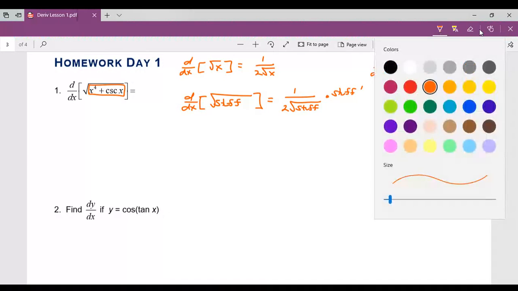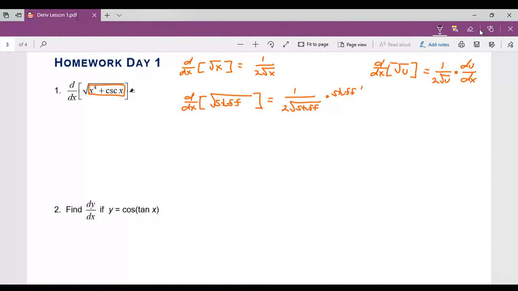So going back to this problem, I view this as radical stuff. So the derivative is 1 over 2 radical stuff. Don't mutilate stuff. Don't change it. It stays the same. And then times the derivative of stuff. Now, stuff happens to be a sum. The derivative of a sum is the sum of the derivatives. So the derivative of x to the fourth is 4x cubed. And the derivative of cosecant x is going to be minus cosecant x cotangent x.